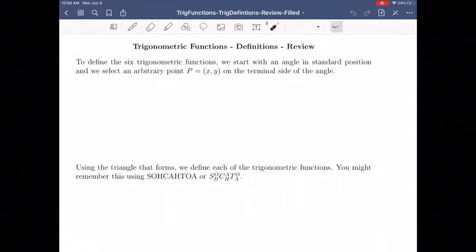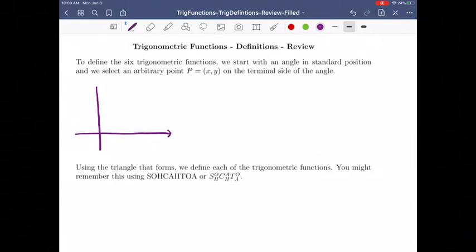In this video, we're going to introduce the trig functions with their definitions using triangles, and then compute some at some special angles. So, to start, we want an angle in standard position, and we select a point on the terminal side. It doesn't matter where that point is. Now I'm going to do two different examples here.